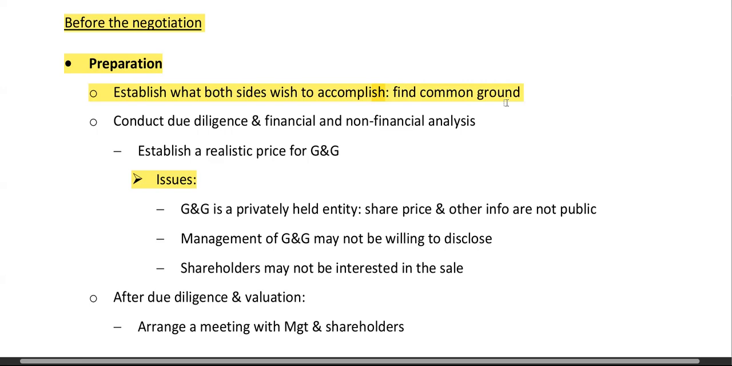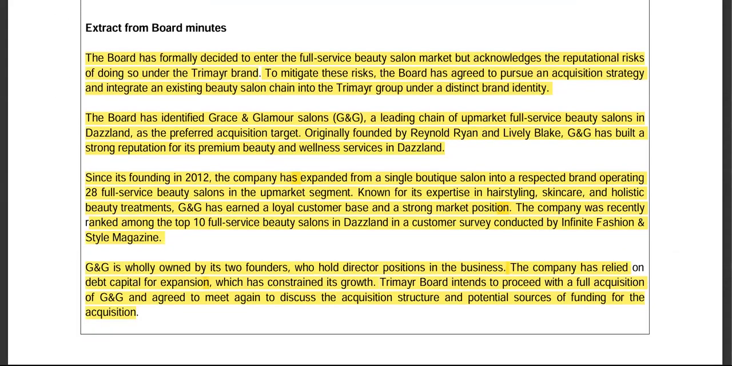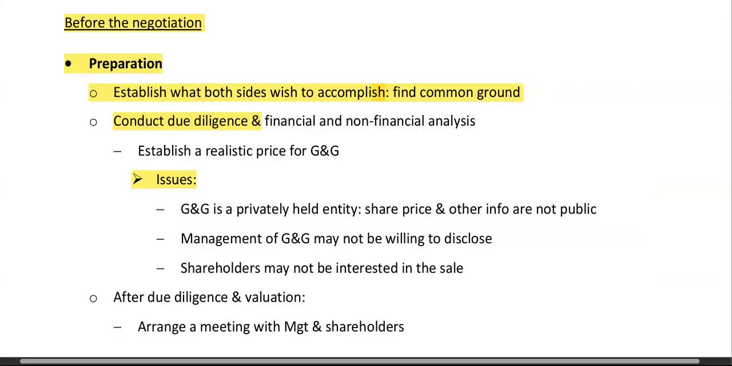So remember, it will ultimately come down to quoting a price. So let's conduct a due diligence on G&G. Yes, we have some information on the board minutes. We have some independent accreditation for the company that they were ranked among the top 10 full service beauty salons. But remember, even these rankings can nowadays be manipulated. You can easily get these agencies to give you a favorable outcome. So we have to do our own due diligence to ascertain the true facts with regard to the company's performance.